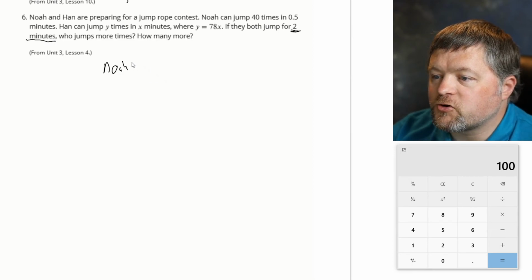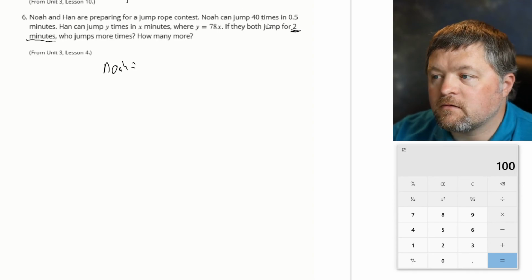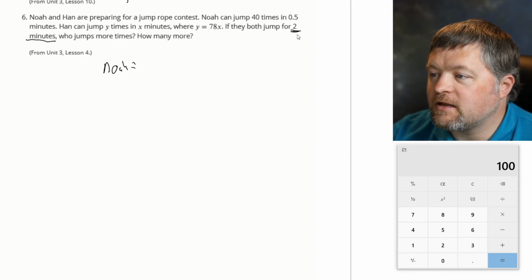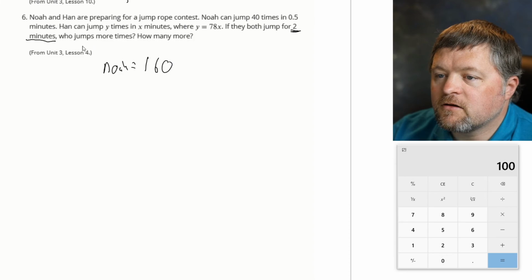So if they're jumping for 2 minutes, 40 times in half a minute would mean 80 times in 1 minute. If he jumps 80 times in 1 minute, he would jump 160 times in 2 minutes.